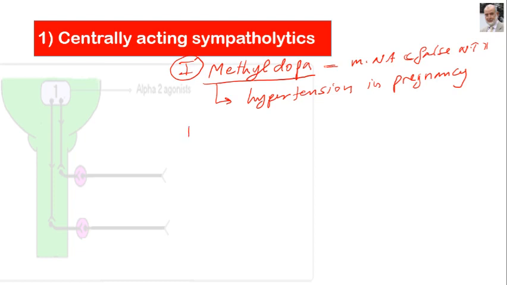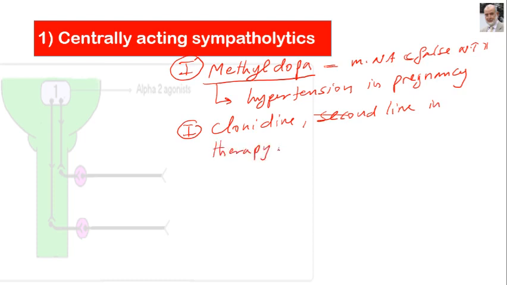Clonidine, on the other hand, the second drug, is used as a second line therapy, either alone or in combination. As we will see when we talk about treatment of hypertension, there is first line, second line, and third line. So clonidine is second line in therapy of hypertension. Why second line? Because, as we have said, it has many side effects and patient compliance is low.